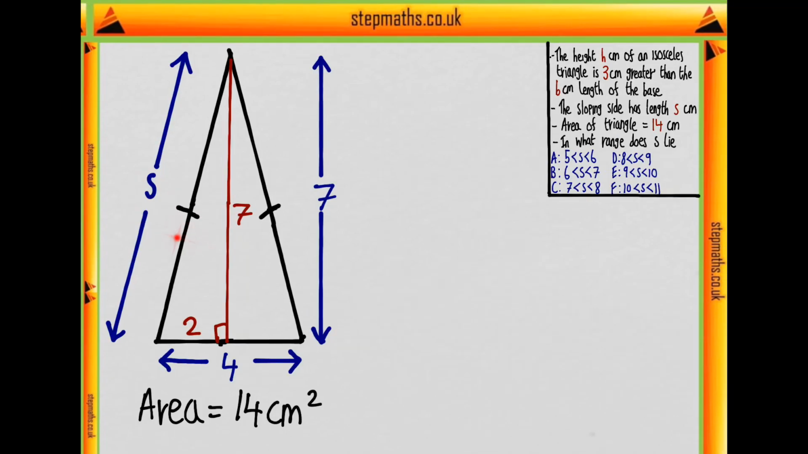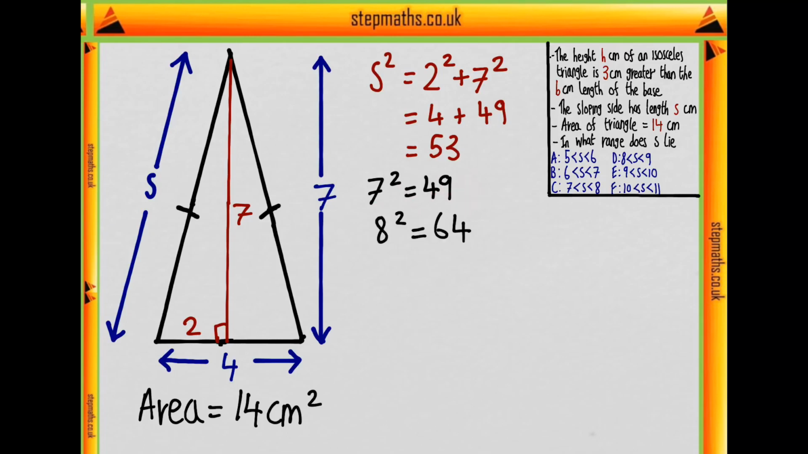So by Pythagoras, s squared is equal to 7 squared plus 2 squared. And we can work these out, so 2 squared is 4, 7 squared is 49, and add those together, we get 53. But remember, we don't actually have to work out exactly what s is, we're asked in what range does s lie. So recall that 7 squared is 49, and 8 squared is 64. And from this, because 53 is between 49 and 64 clearly, then s must be between 7 and 8. And so we know our answer is C, as required.